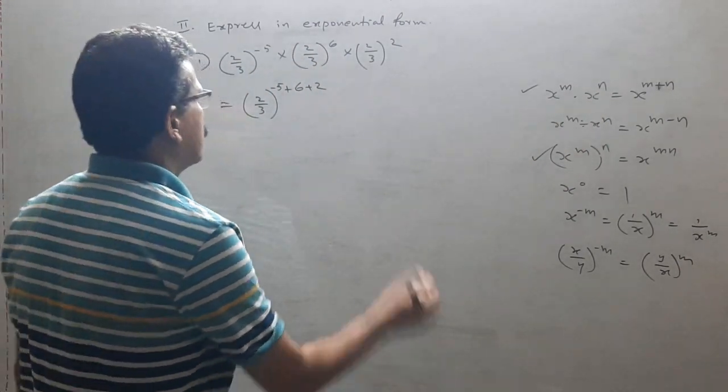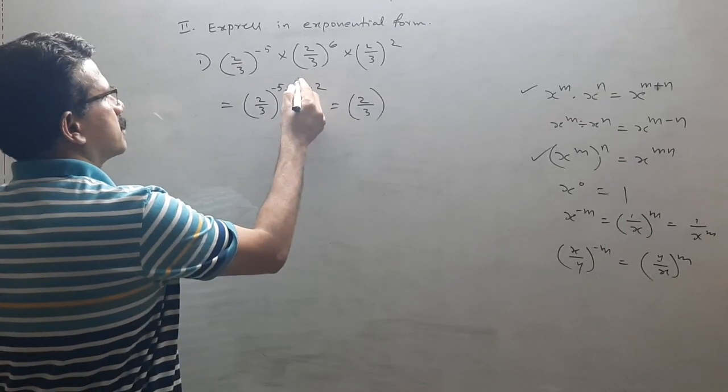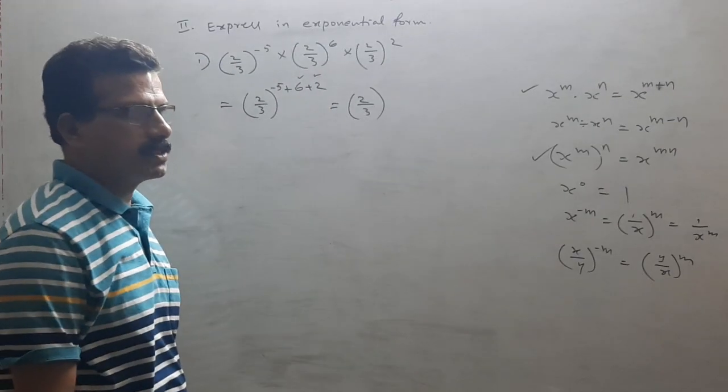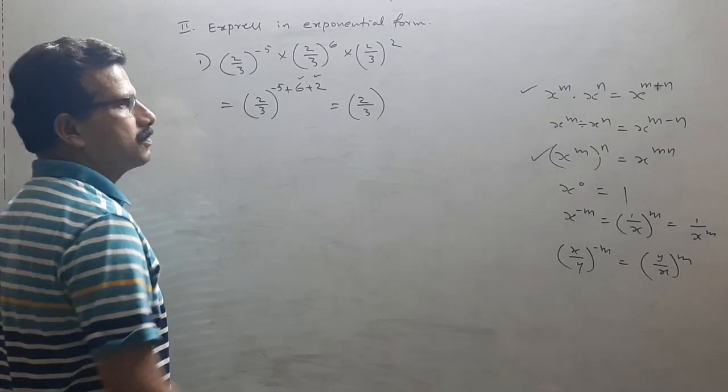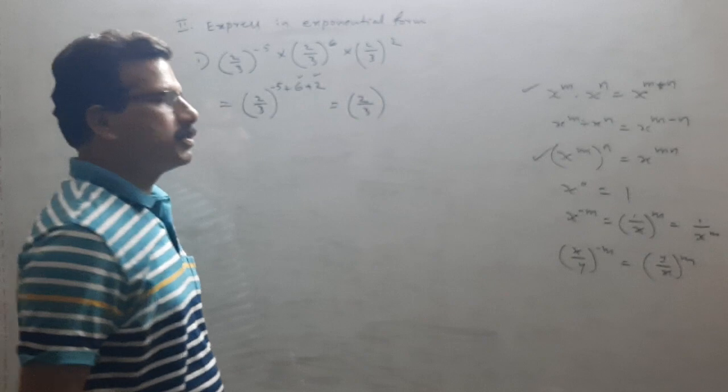Power will be added on. So it is becoming 2 by 3 to the power 6 plus 2, which is 8. Positive numbers are 6 plus 2, 8, and minus 5. Minus 5 and 8: find the difference and give the sign of the big one.